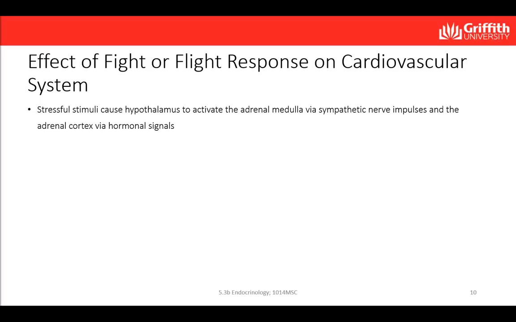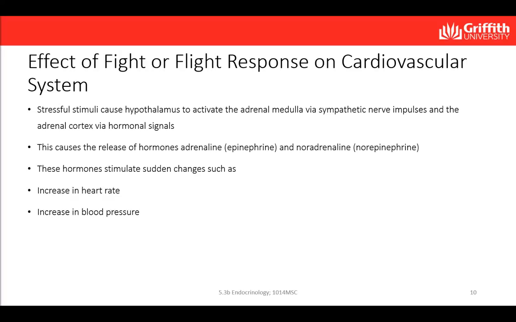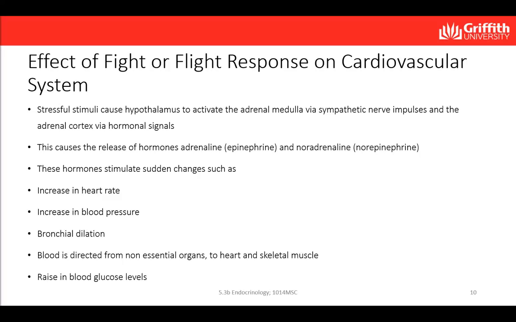The effect of the fight or flight response on the cardiovascular system is a good example to describe the effect of hormones on multiple receptors. When a short-term stressor activates the body via the fight or flight response, the stressful stimuli causes the hypothalamus to activate the adrenal medulla via sympathetic nerve impulses and the adrenal cortex via hormonal signals. This causes the release of hormones adrenaline and noradrenaline, which stimulates sudden changes within the body, such as increasing the heart rate and blood pressure, to allow increased blood supply to the brain, heart, and skeletal muscles. It will also stimulate bronchial dilation.